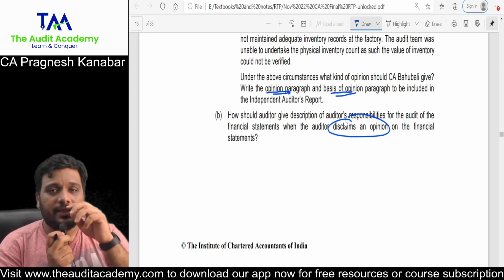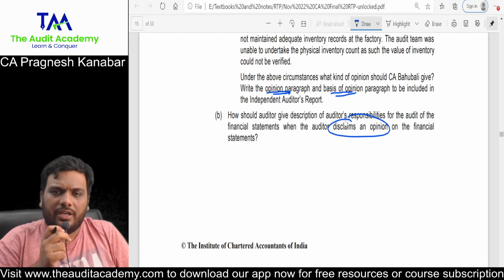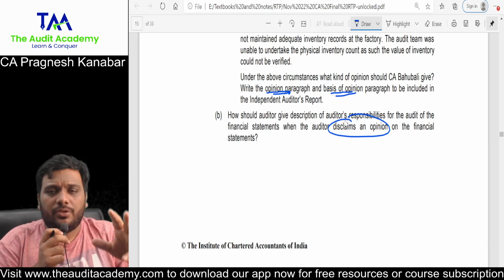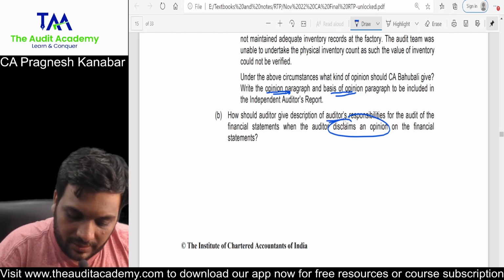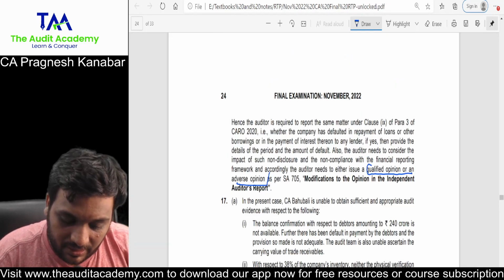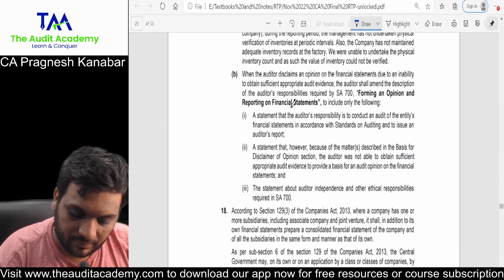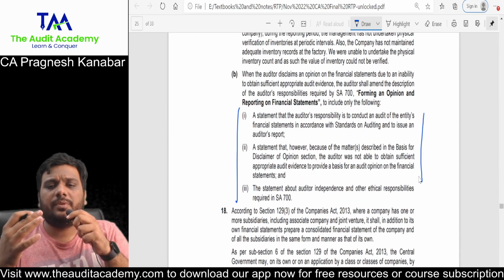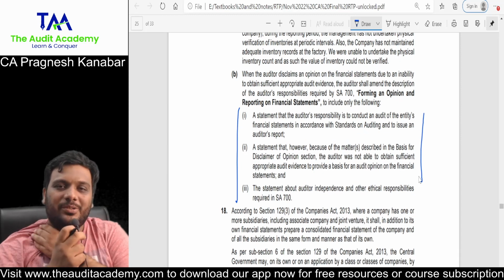One of the major changes is in the auditor's responsibility paragraph, which is a very big paragraph. In a normal audit report, it is substituted by only 3 points when it comes to a disclaimer of an opinion. So that is the knowledge they are testing over here. Because of the disclaimer, what are the changes? That knowledge of the changes they have tested over here, because a big auditor's responsibility paragraph, which normally has 9 points, is substituted by only these 3 points.